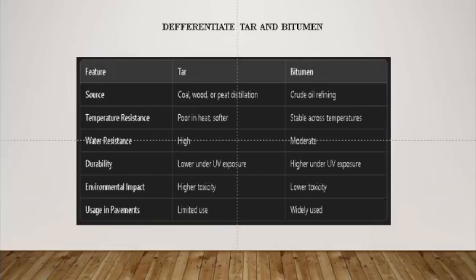widely used. So, in this topic, we are focusing on roads. Tar is mostly used for waterproofing houses and structures. But bitumen is really used on roads.